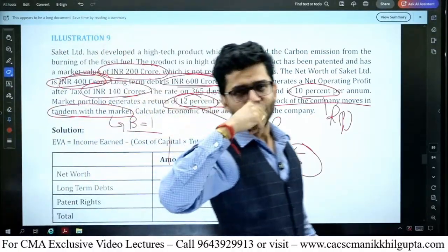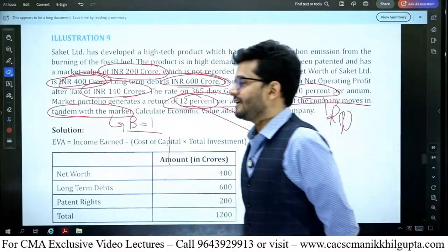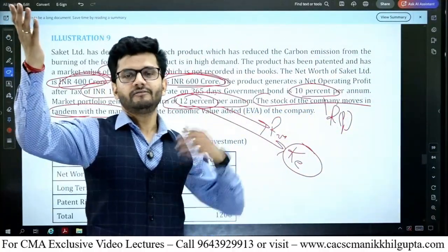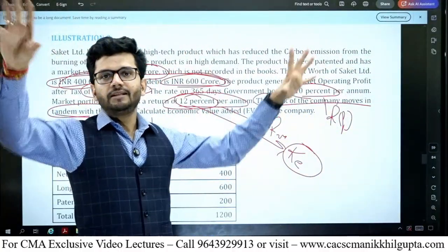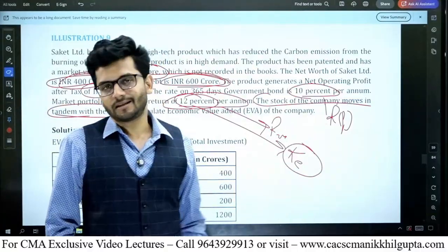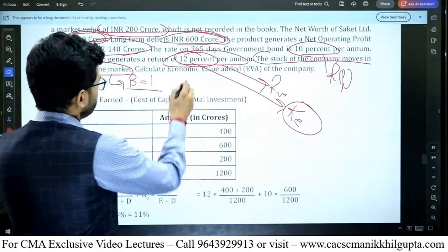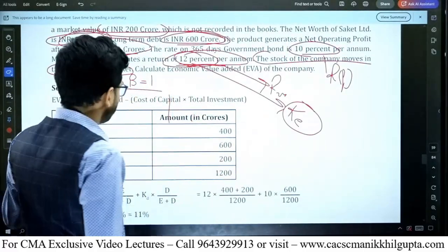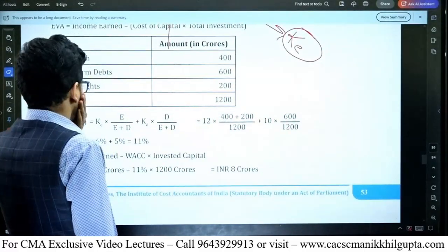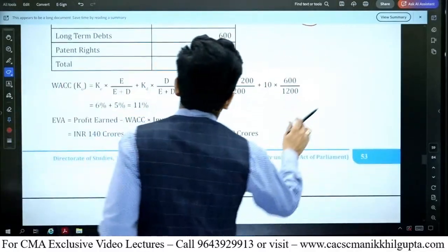You can calculate also. You can calculate beta 1 of any company. Market rate of return will be equal to the cost of capital. Both will be the same because beta is 1. So in this particular case, beta is 1. So I can safely assume that 12% will be my cost of capital also. Okay, sir, got it? Yes.